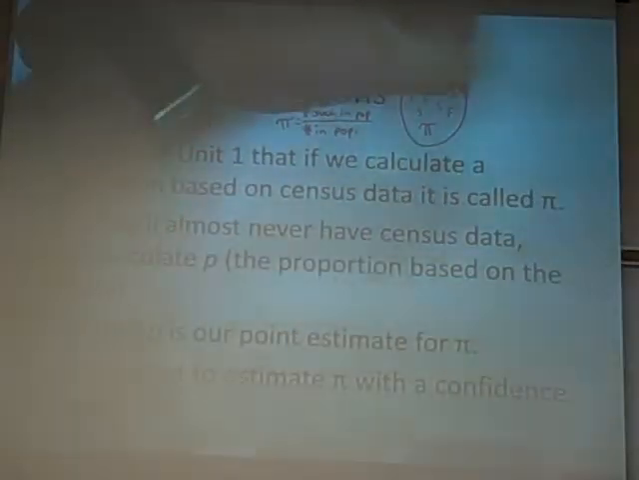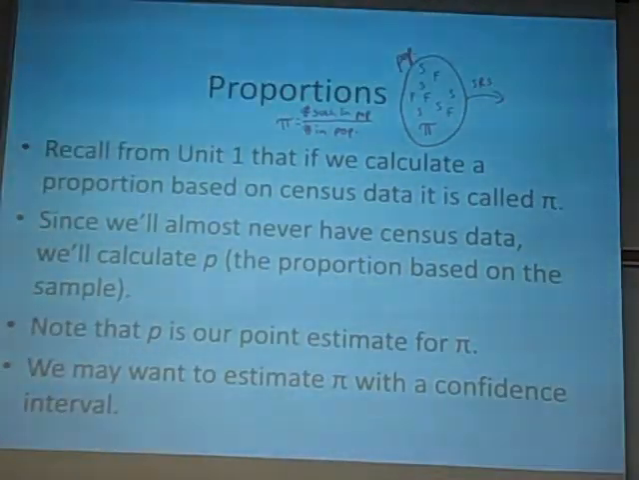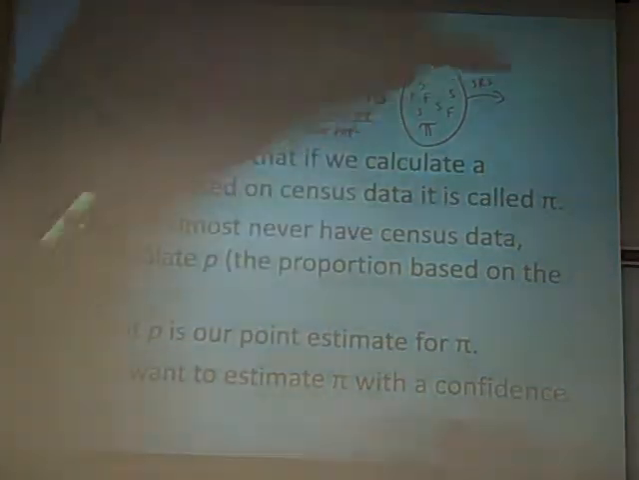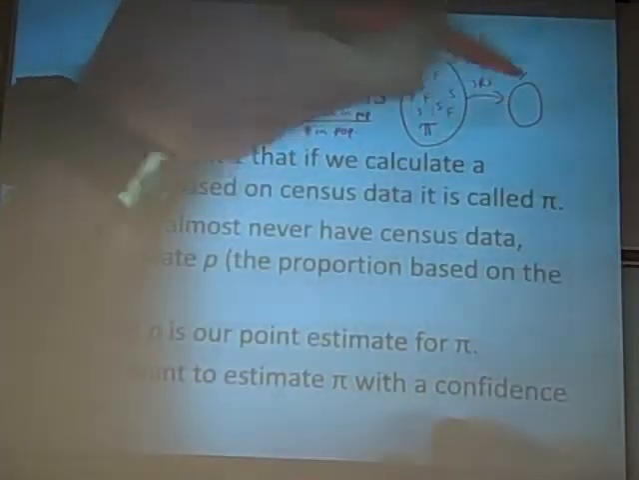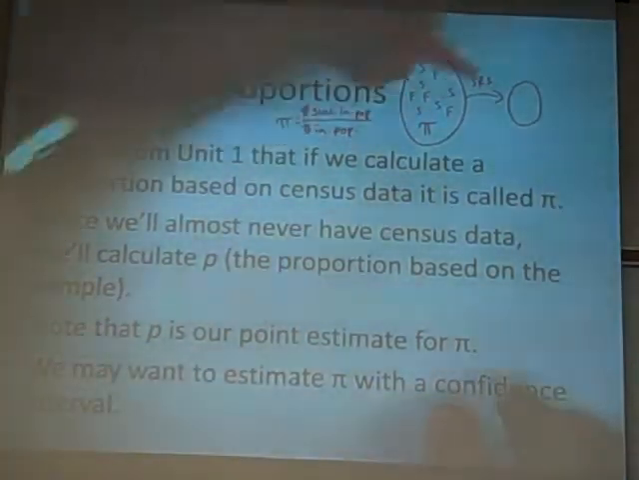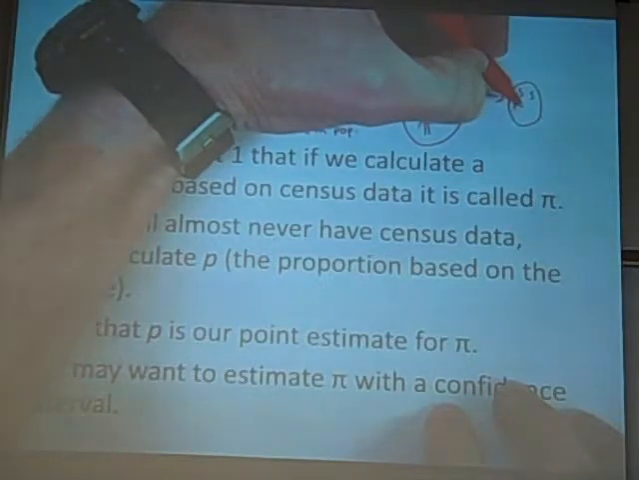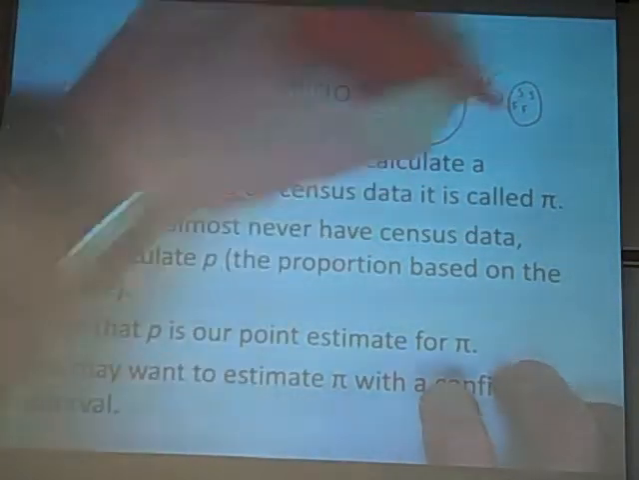Well, as usual, we say, okay, we can't get a census, but what we could do is take a sample, hopefully a simple random sample. At least that's what we're going to look at right now. And so in this sample, we're going to get some successes and failures for each person in the sample.